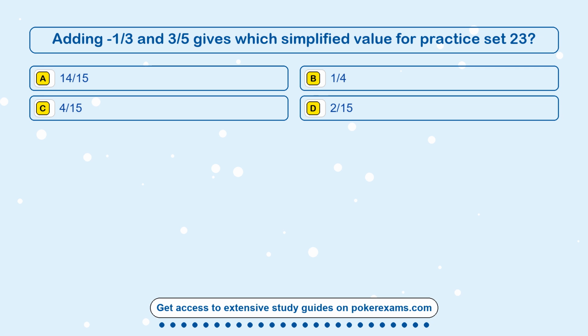Question 1. Adding -1/3 and 3/5 gives which simplified value for practice set 23? Option A 14/15. Option B 1/4. Option C 4/15. Option D 2/15.